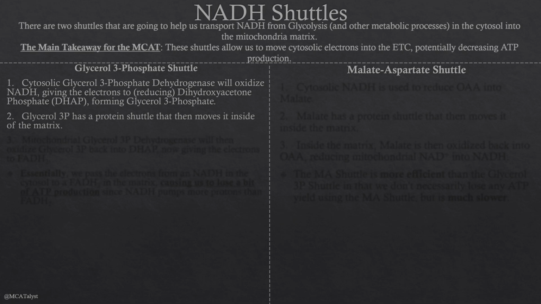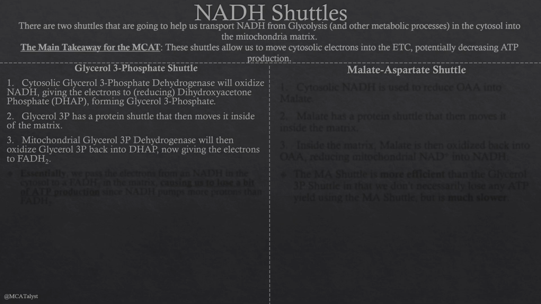From here, G3P has a shuttle whose job is actually to carry G3P from the cytosolic side of the inner membrane into the matrix. So G3P can just get shuttled across the membrane by this protein shuttle, the G3P shuttle. Then G3P dehydrogenase on the inside of the mitochondrial matrix will do the reverse reaction of what we did in step 1. It's going to take G3P and oxidize it back into DHAP, allowing us to reduce FAD into FADH2.